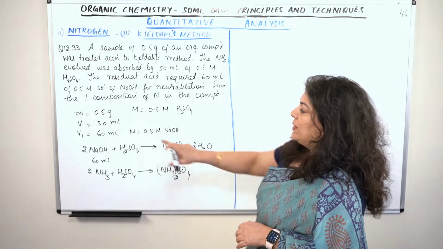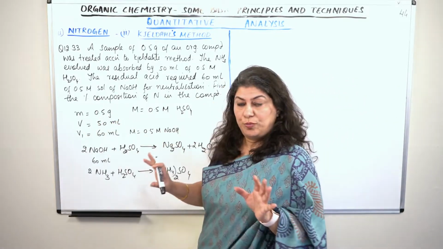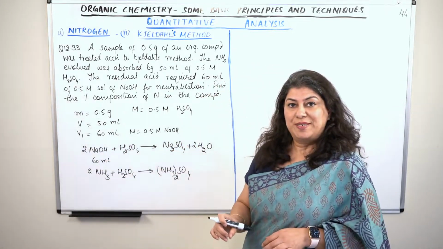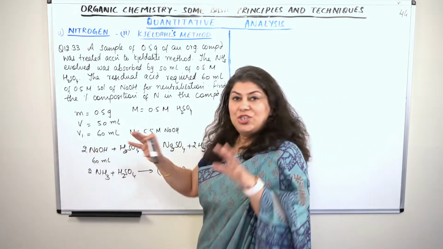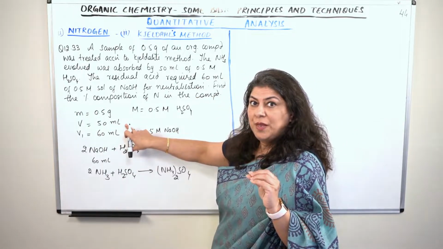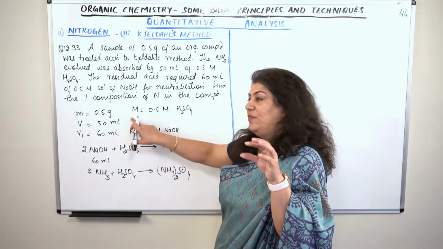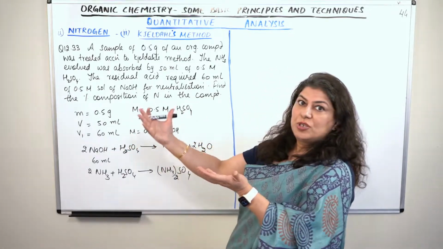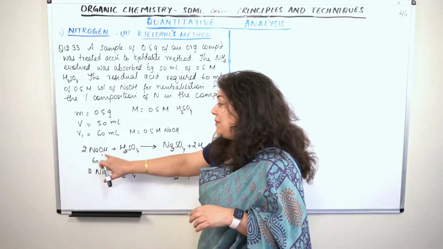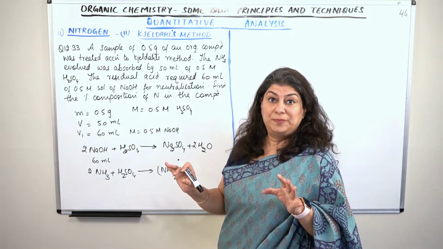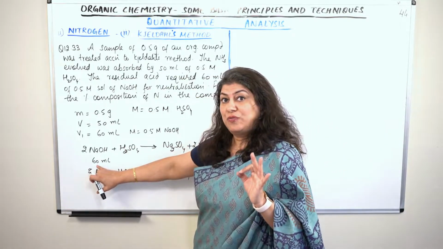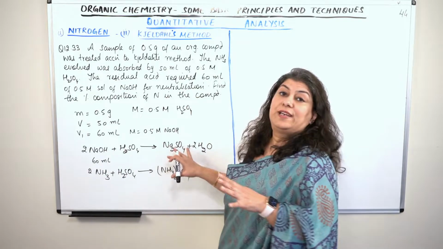So what all is given to us? The original mass of the compound is 0.5 grams. We know that 60 ml of NaOH is used. Now NaOH is not our focus. We know the total volume of acid is 50 ml, out of which some reacted with ammonia to produce ammonium sulfate. The remaining H2SO4 reacted with 60 ml of sodium hydroxide to get neutralized.